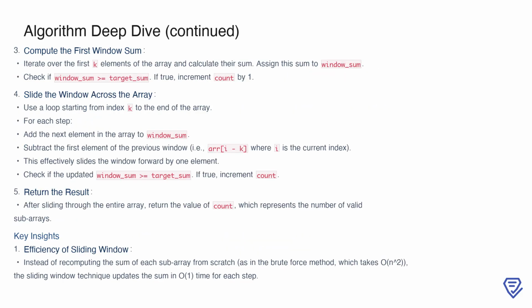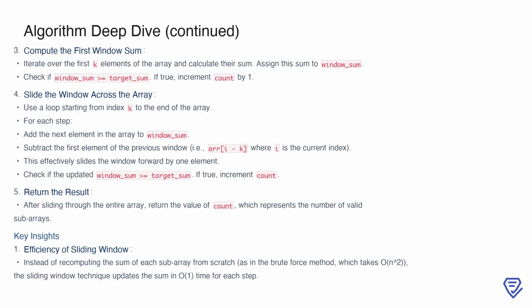The first step in the algorithm is to compute the sum of the initial window, which consists of the first k elements of the array. This sum is stored in the window_sum variable. If this sum is greater than or equal to the target sum, we increment our count of valid subarrays.